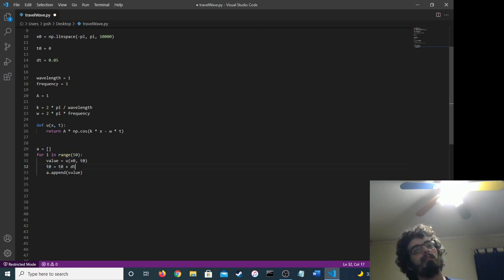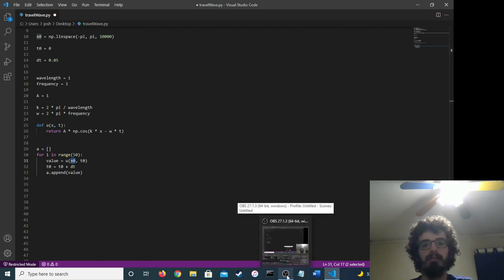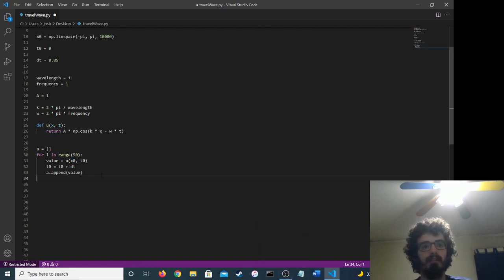You increment the time, and then you append it to the values. So it tells you at every single point in space at that specific time, and then you append that to the values.